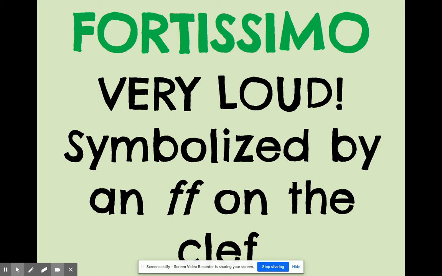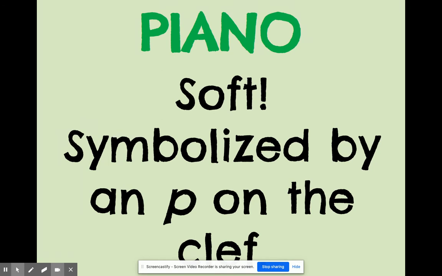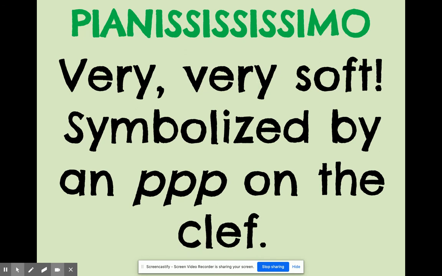Then fortissimo is very loud, symbolized by 2 italicized Fs. And the loudest you can possibly get is fortississimo, very, very loud, 3 Fs on the clef. Then we have piano, which means soft, symbolized by the italicized, slanted P. And you guessed it, pianissimo is very soft, symbolized by 2 P's on the clef. And then very, very soft is pianississimo, 3 P's on the clef.